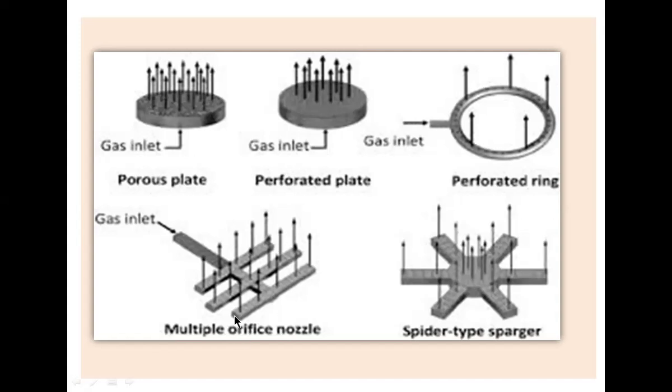And this is the multiple orifice nozzle. Even this will be used. Gas inlet will be happening here, and from this the air bubbles will release. And this is another one, the spider type sparger. There are several different varieties of spargers available nowadays, based on the product to be obtained by the fermenter vessel and what kind of organisms you are using. Based on that, these particular spargers are chosen for the fermenter vessel.